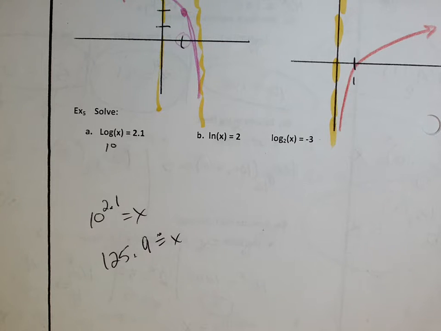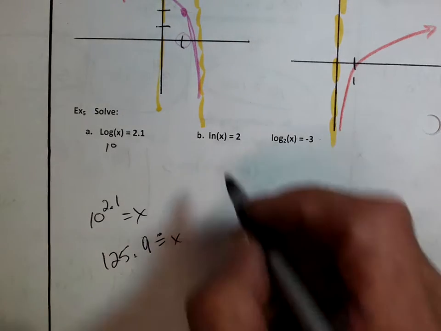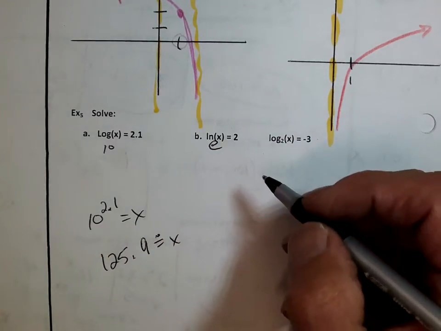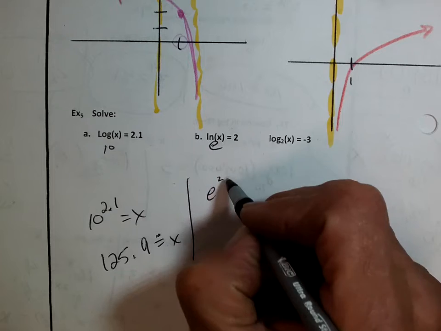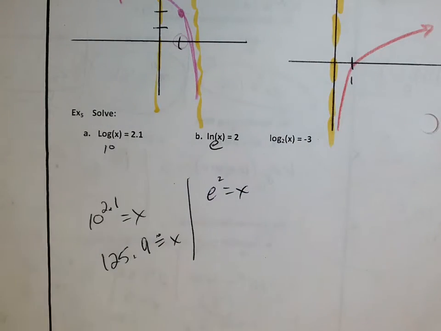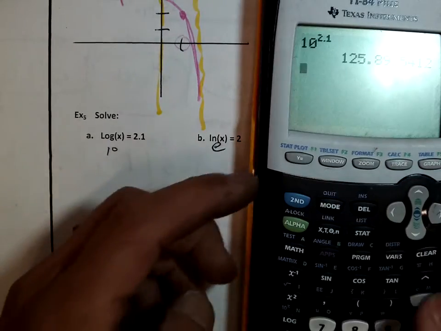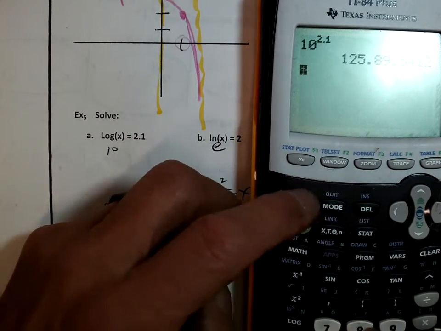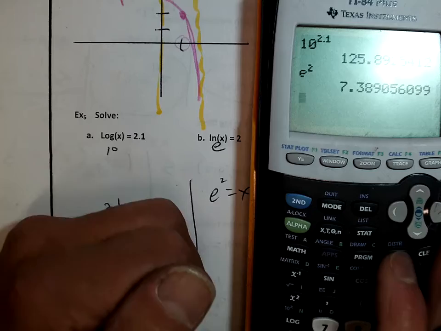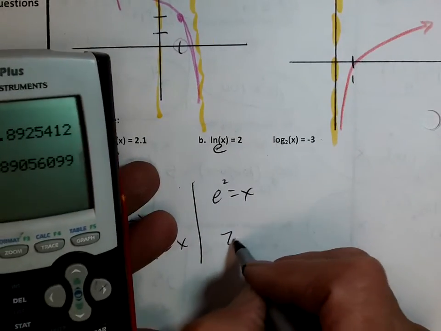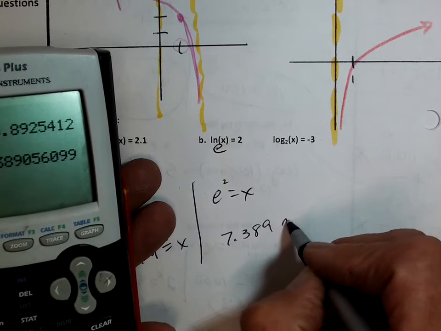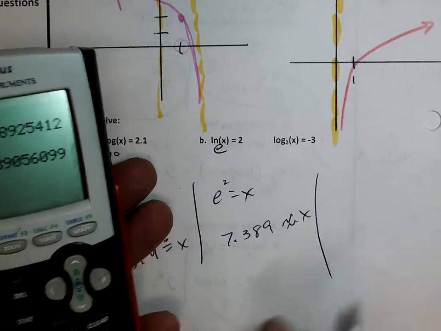How about b? What's my invisible base? E. So let's go e to the 2 power equals x, right? You guys with me? And what is e to the 2? E to the 2 is about 7.3. 7.389? So 7.389 approximately equals x. Okay?